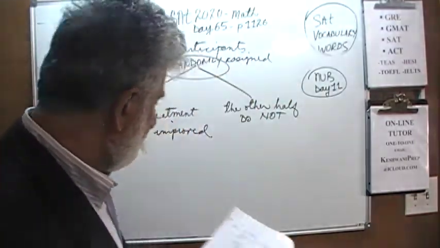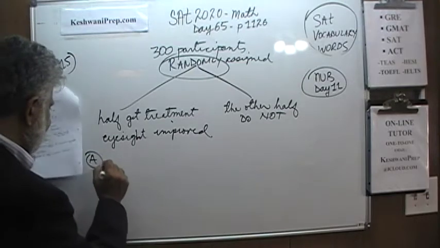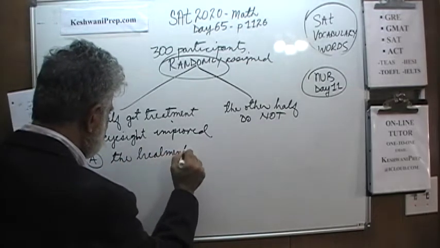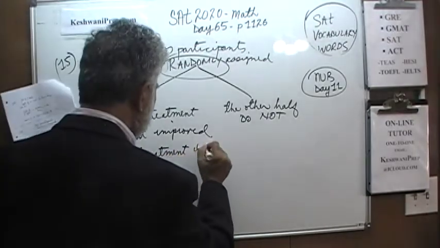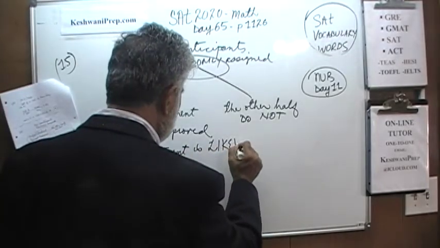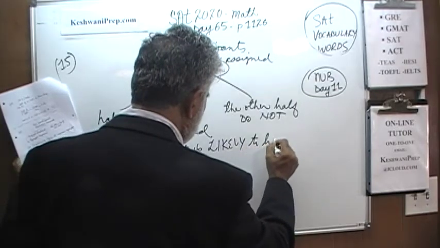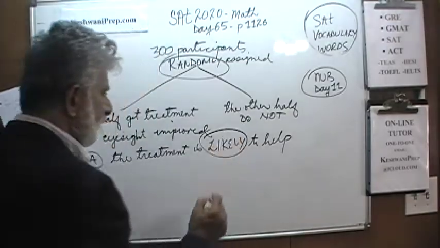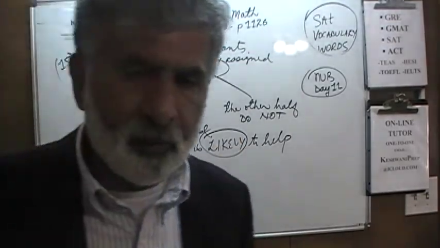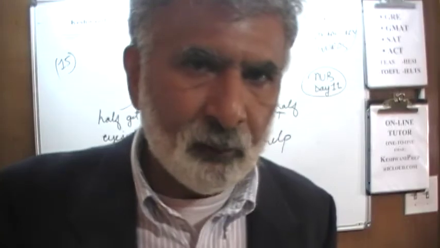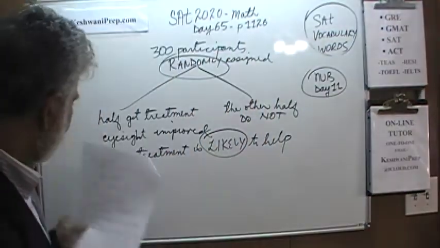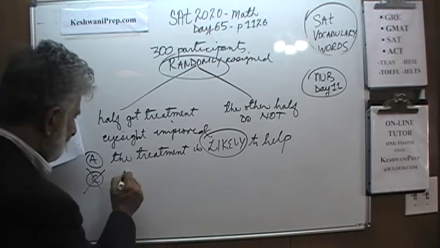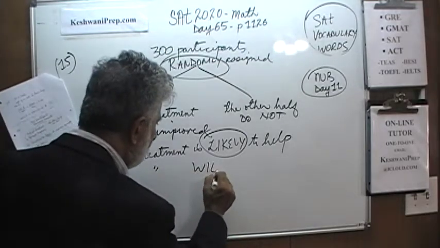And the answer is, what we can say here is that the treatment is likely to help with the eyesight. Again, the reason why I write down the word in capital letters is to emphasize the fact that this word is very important. Without it, the answer would not have been correct. For example, answer choice C is incorrect, because answer choice C says that the treatment will help.